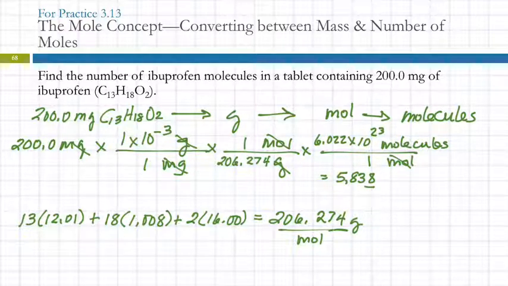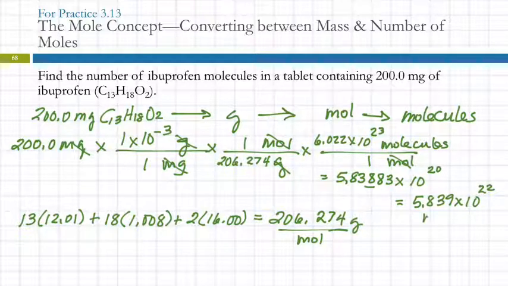5.838. There's 4 sig figs. Write down 2 extras just because I told you to. And then don't forget the times 10 to the 20th. That's really, really important. And so then we get 5.839 times 10 to the 20th molecules.